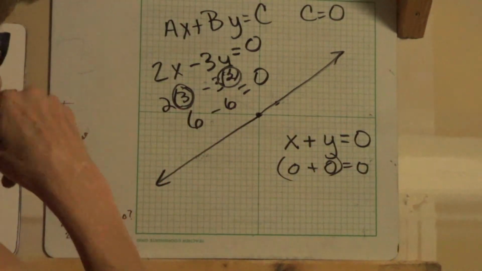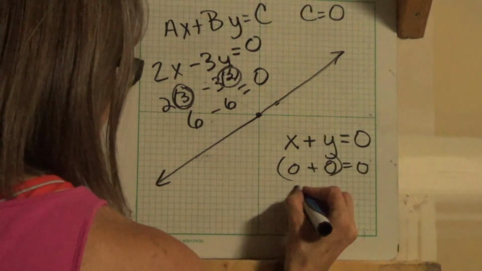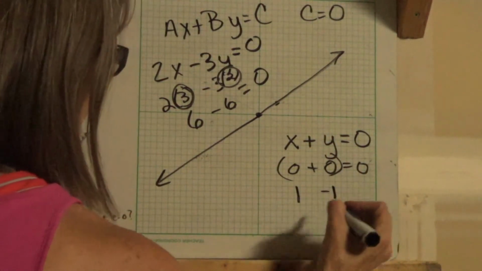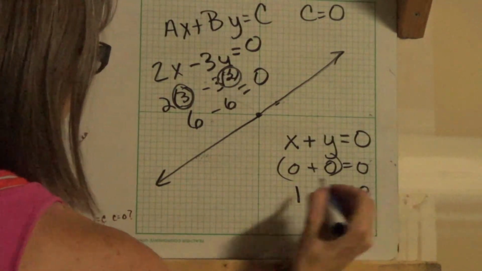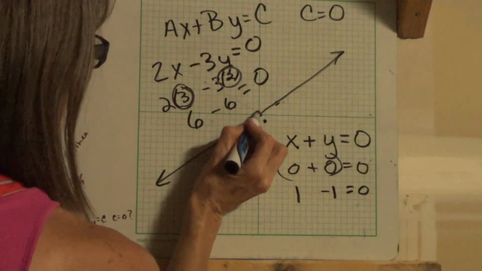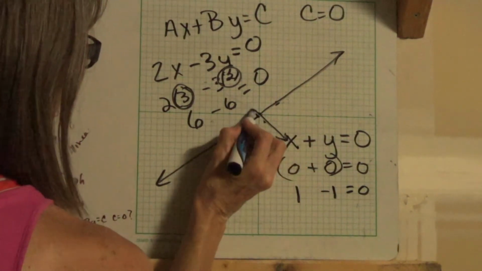Now choose another point. Let's say x is 1. What would y need to be? You're saying -1, you're correct. So when x is 1, y is -1. But it cuts right through there again.